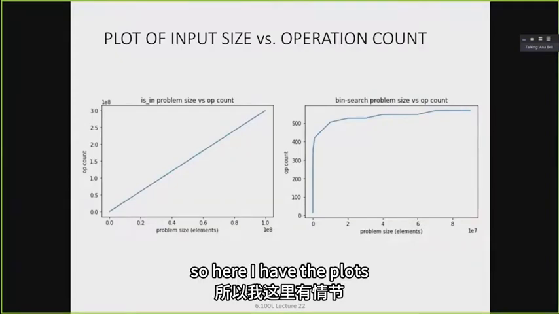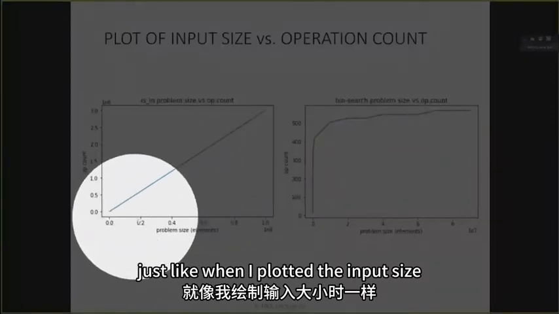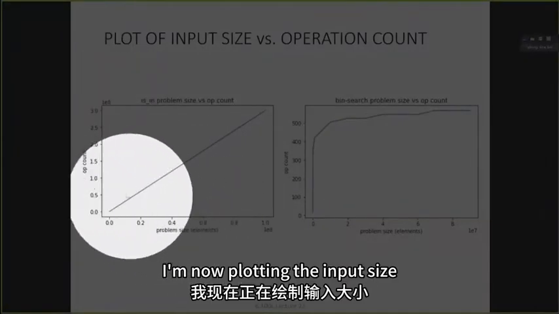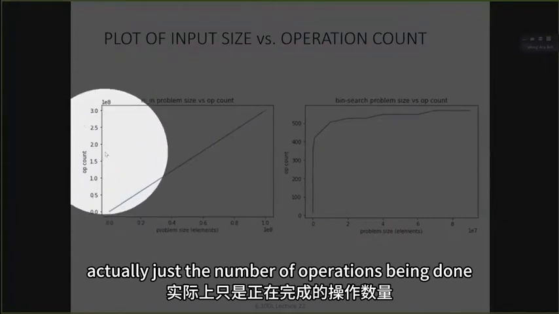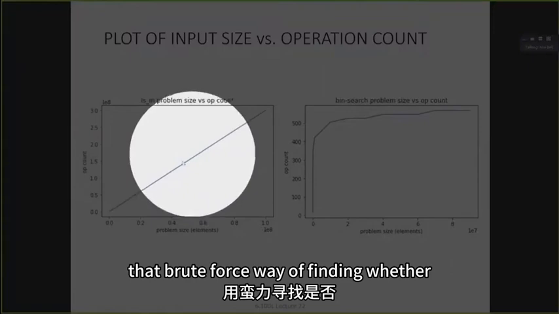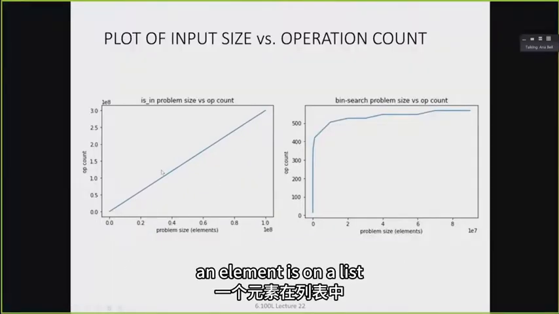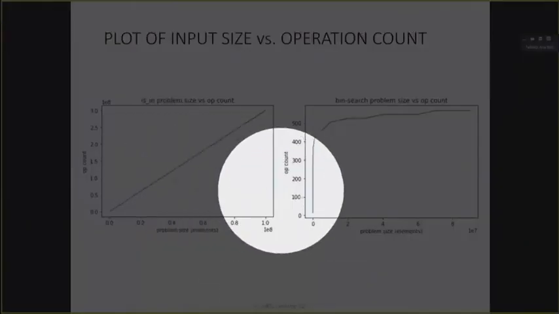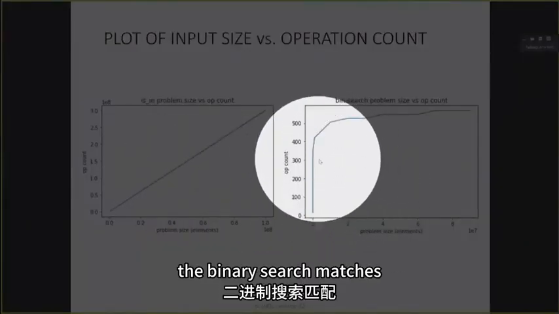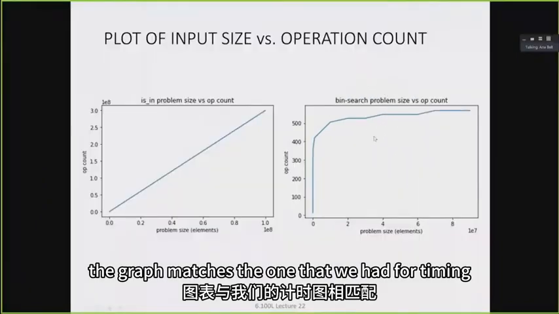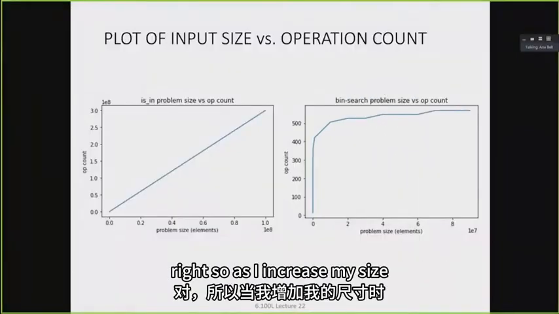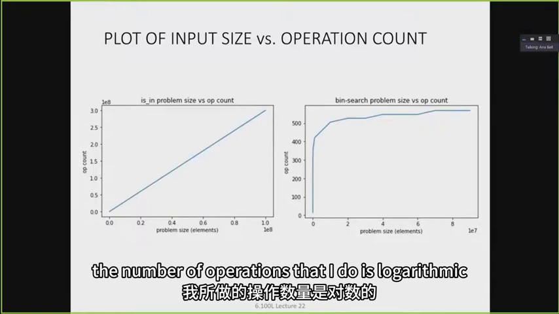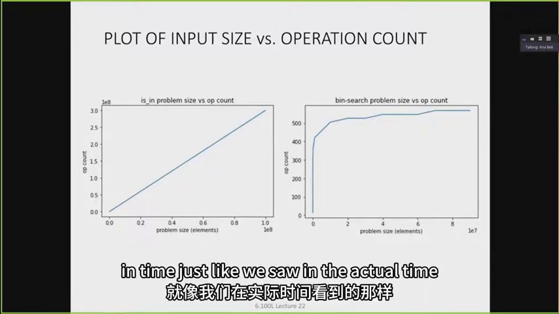So here I have the plots, just like when I plotted the input size versus how long the program actually took to run. I'm now plotting the input size versus just the number of operations being done. The is-in function, that brute force way of finding whether an element is in a list, grows linearly, no surprise there. And how lucky for us, the binary search graph matches the one that we had for timing. As I increase my size in the binary search method, the number of operations is logarithmic, just like we saw in the actual timing.